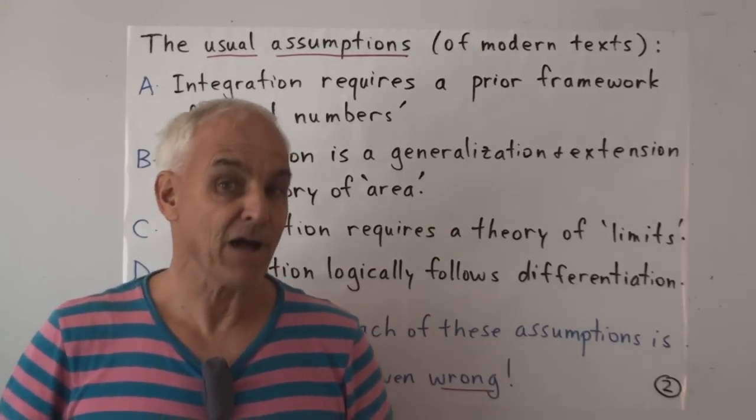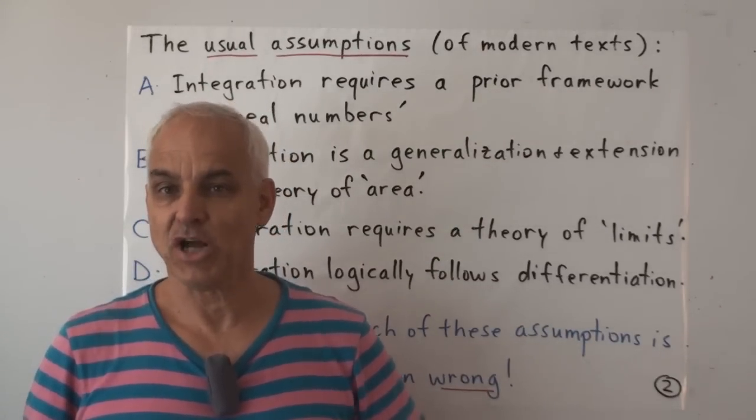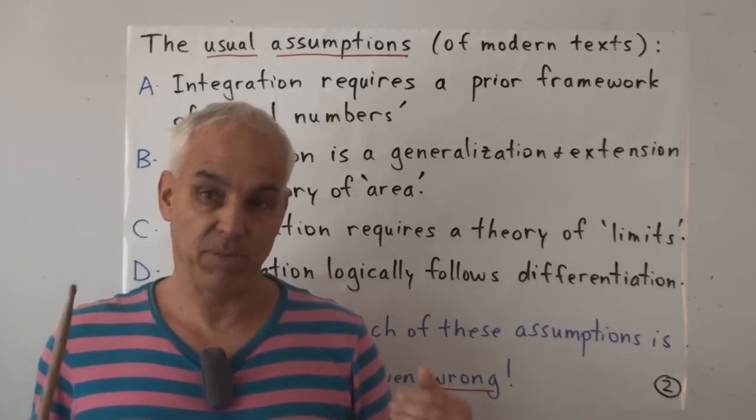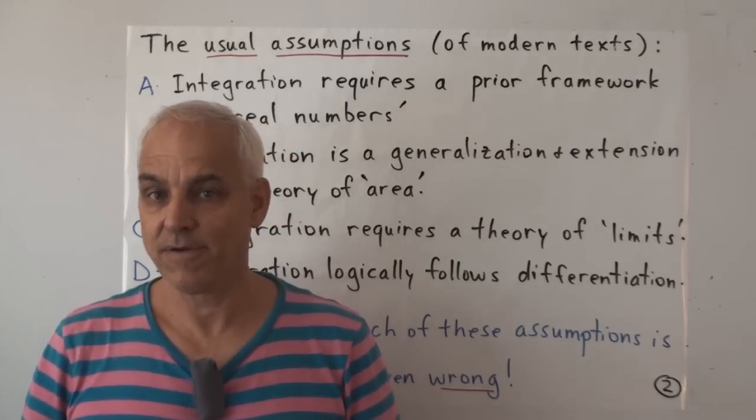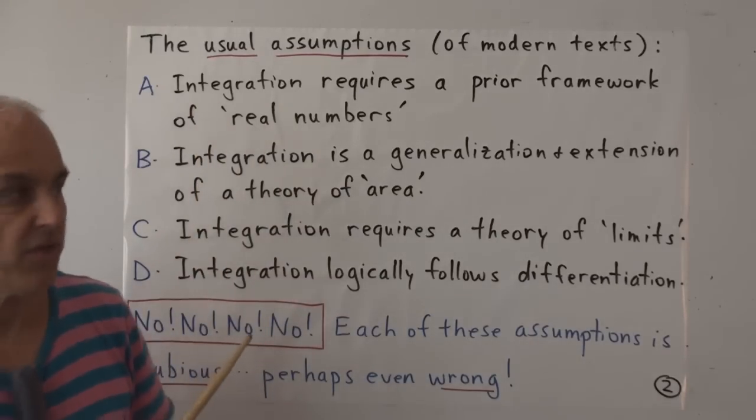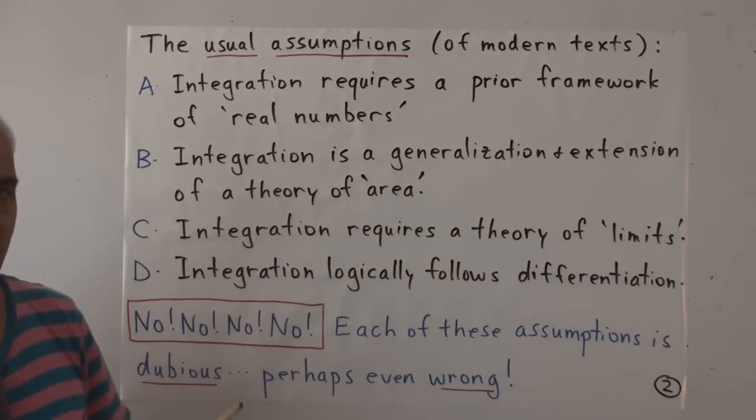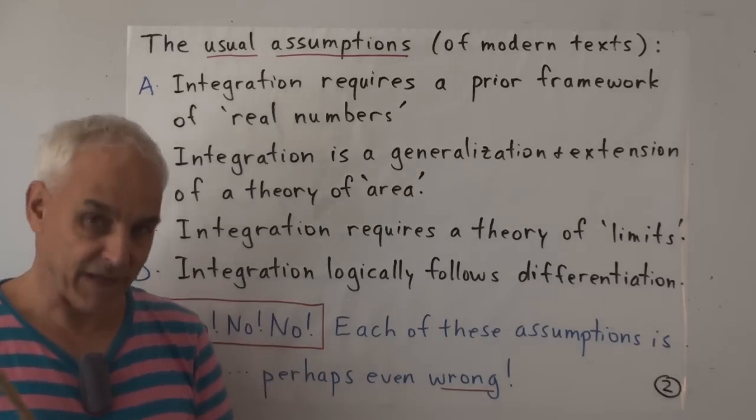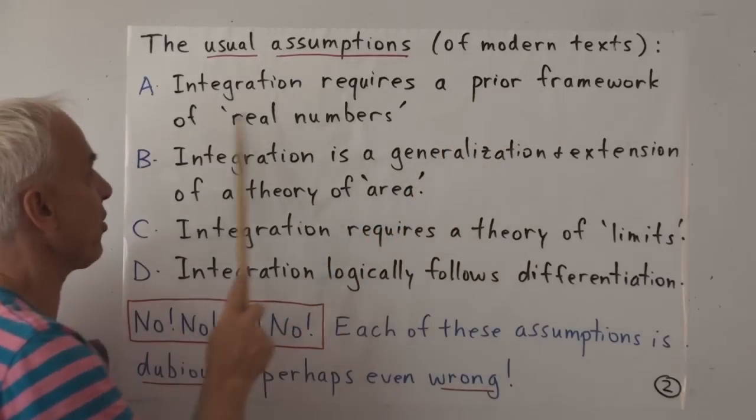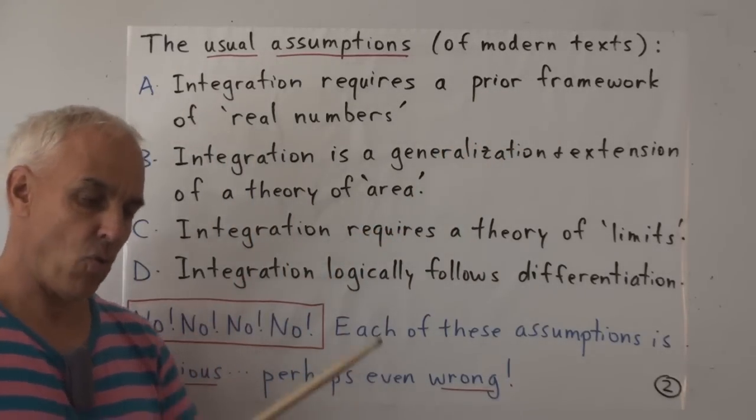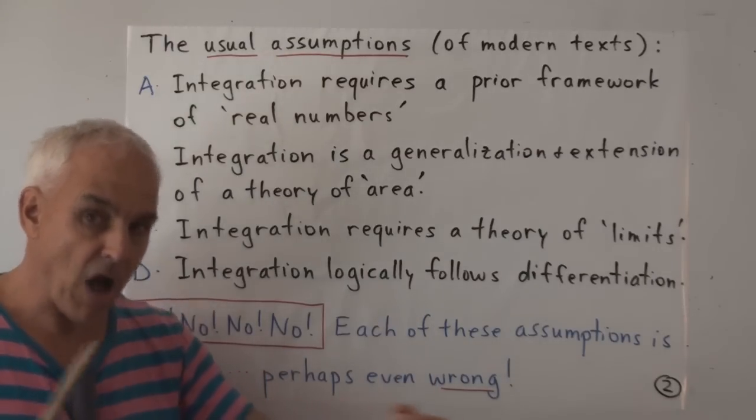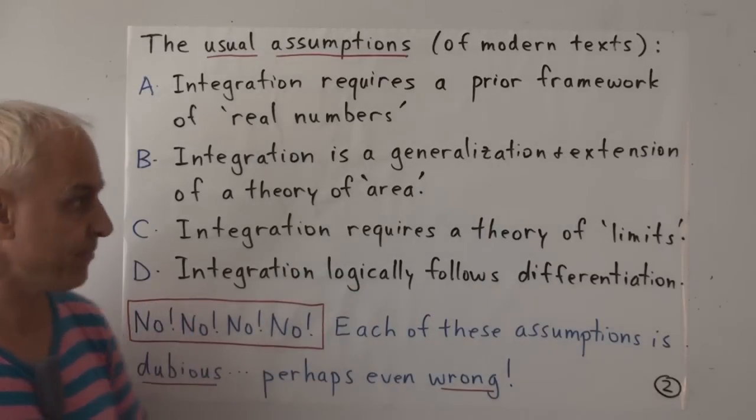If you open a modern calculus or analysis text to the section on integration, you will find certain assumptions that are mostly uniformly believed these days at the beginning of this millennium. Here are 4 standard assumptions that I'd like to make explicit, and I'd like to call into question their validity. The first is that integration actually requires a prior framework of real numbers.